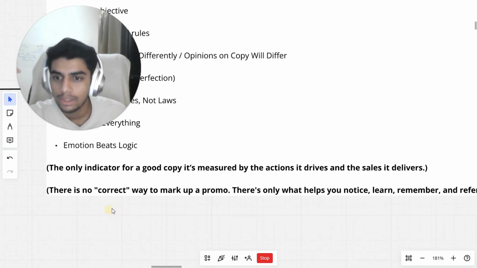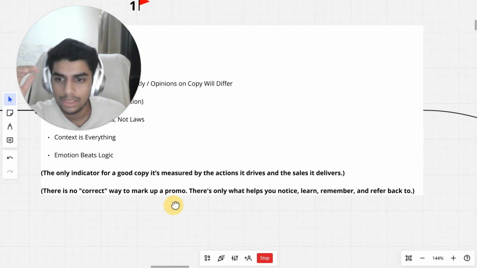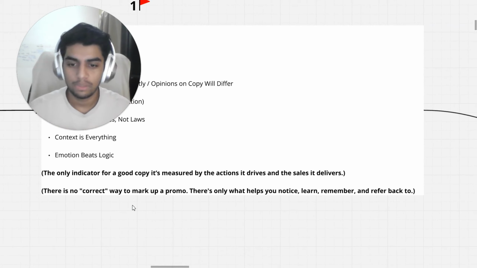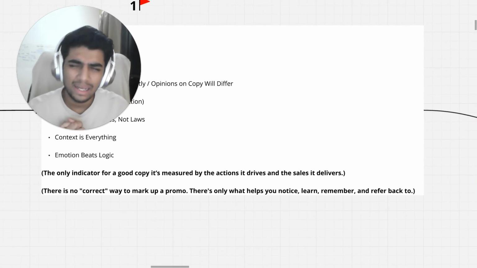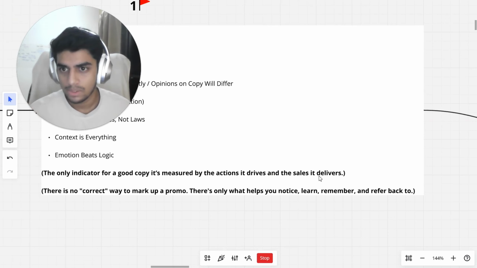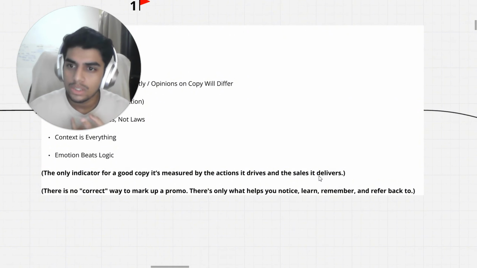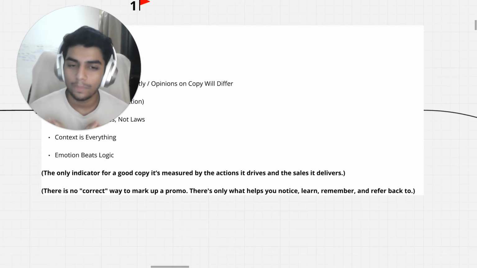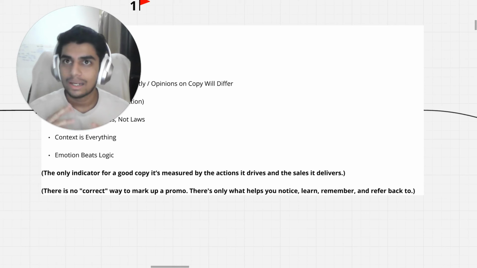Emotion beats logic. And one more thing, you need to remember these, so you can always come back to them, even if you are having a logical argument with any other copywriter. These are the only things you need to remember. The only indicator of a good copy is measured by the action it derives and the sales it delivers. No need to worry about what's a good copy or a bad copy. There's no good and bad copy. The only way to measure a good copy is by its sales and the clicks that it gets.